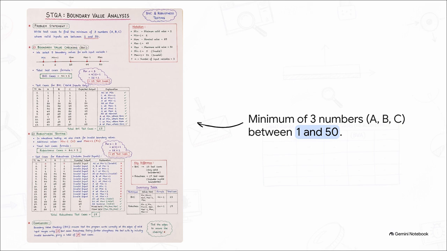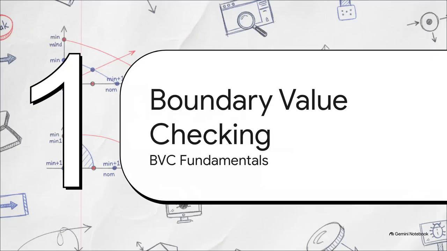So we have exactly 3 input variables, right? A, B, and C. Mathematically, our n is equal to 3, and our valid range is 1 to 50. The software just needs to look at these 3 numbers and spit out the smallest one. Sounds simple enough, right? Moving on to Section 2, Boundary Value Checking, or BVC for short.